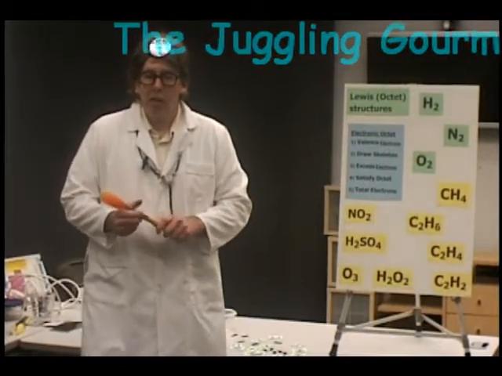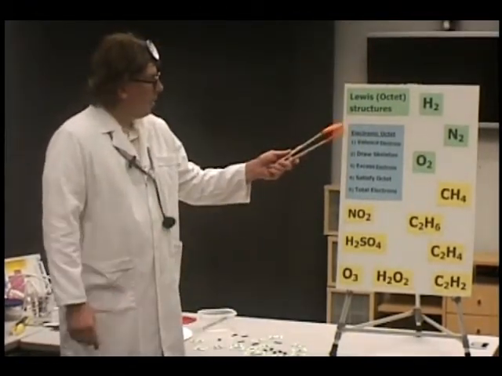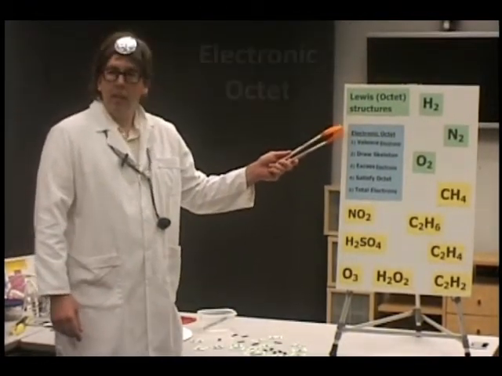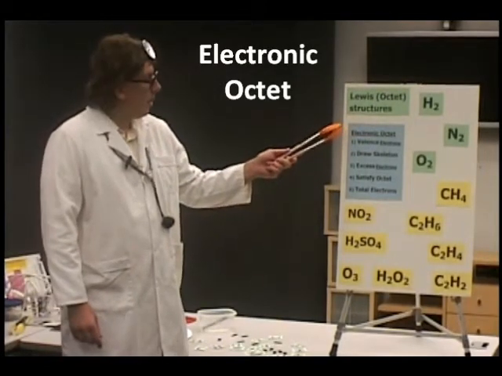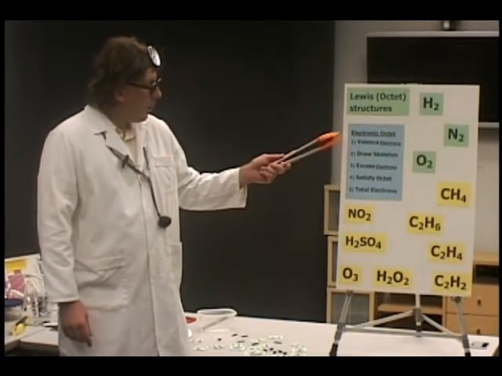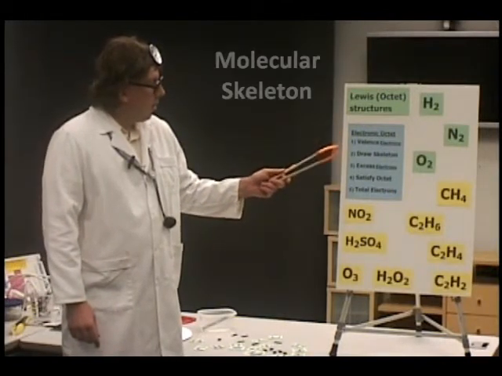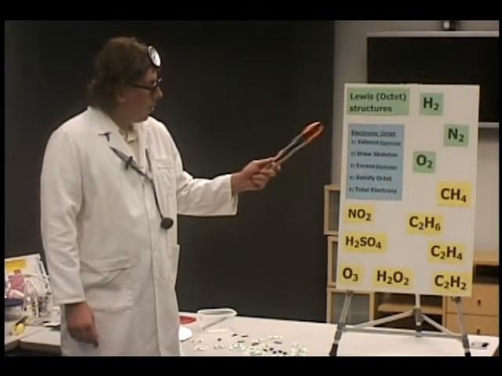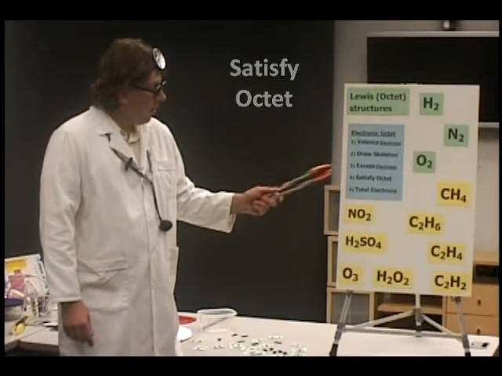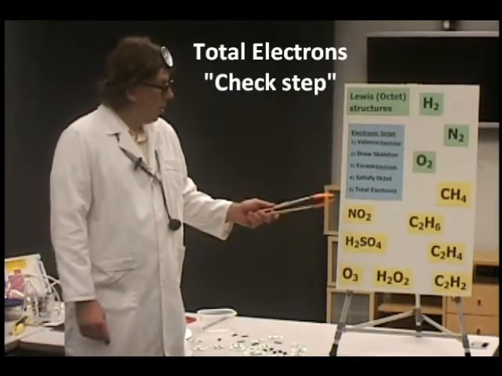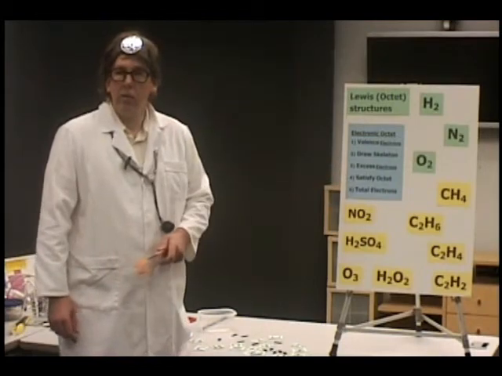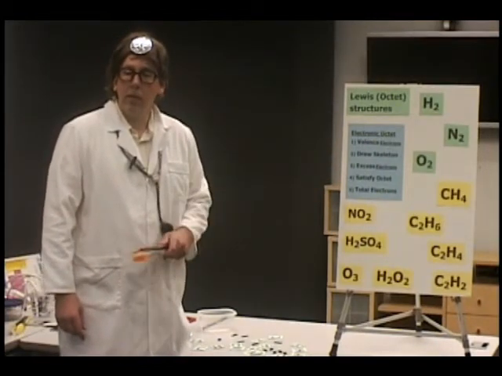All right, so Lewis structures. If you take a look here, we've got the electronic octet, which is the key to the Lewis structure. I've got 5 simple steps: valence electrons, drawing the skeleton, excess electrons, satisfying the octet, and total electrons, sort of checking what you've done in the first 4 steps.